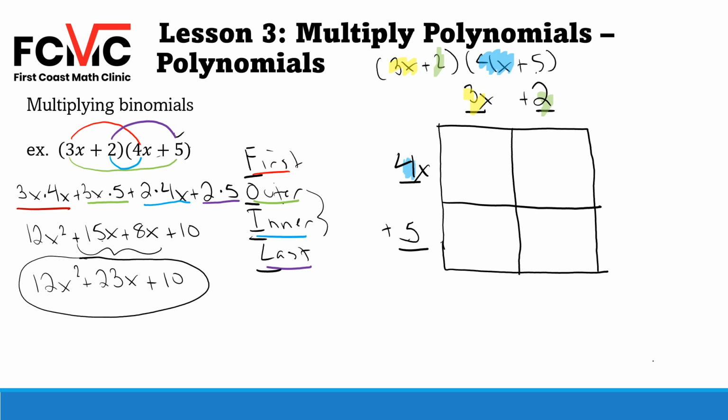So now all we're going to do is go down and across and multiply our terms. So 3x and 4x, down 2 and across 4x. So if we can write this a little neater.